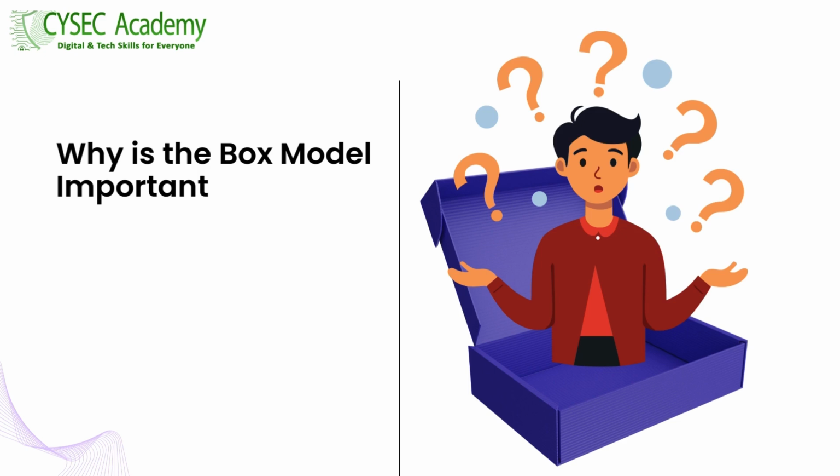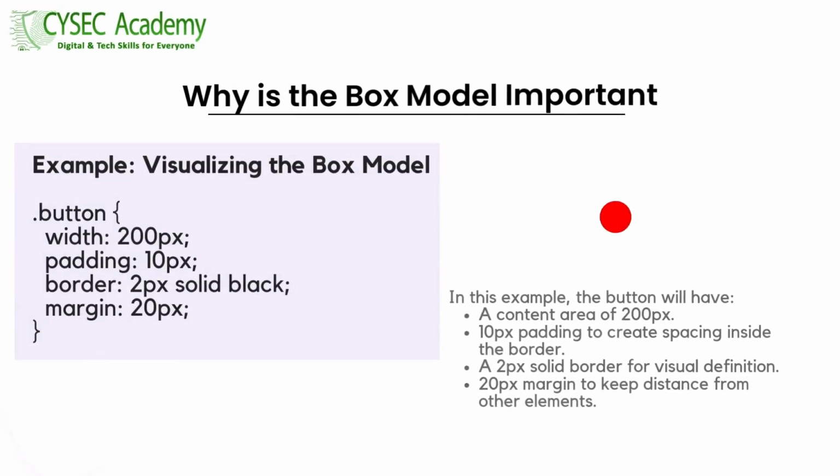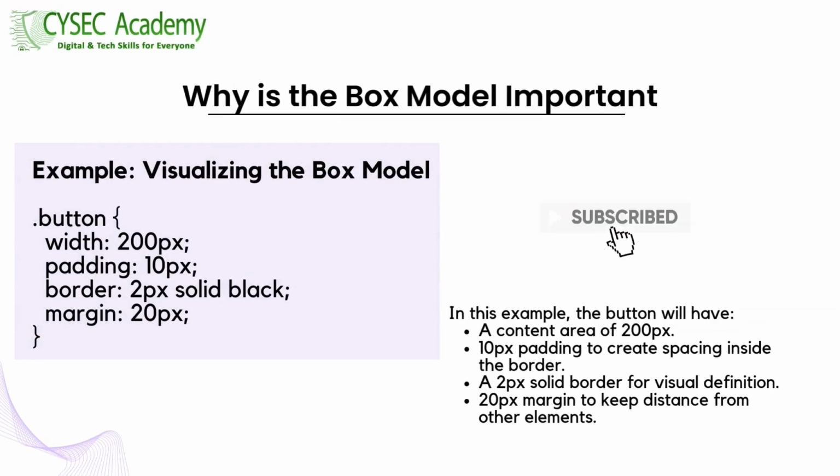and margin accordingly. In the example on the screen, the button will have a content area of 200 pixels, 10 pixels padding to create spacing inside the border, a 2-pixel solid border for visual definition, and a 20-pixel margin to keep distance from other elements. The box model helps maintain consistency in layout design, ensuring your elements are spaced properly.